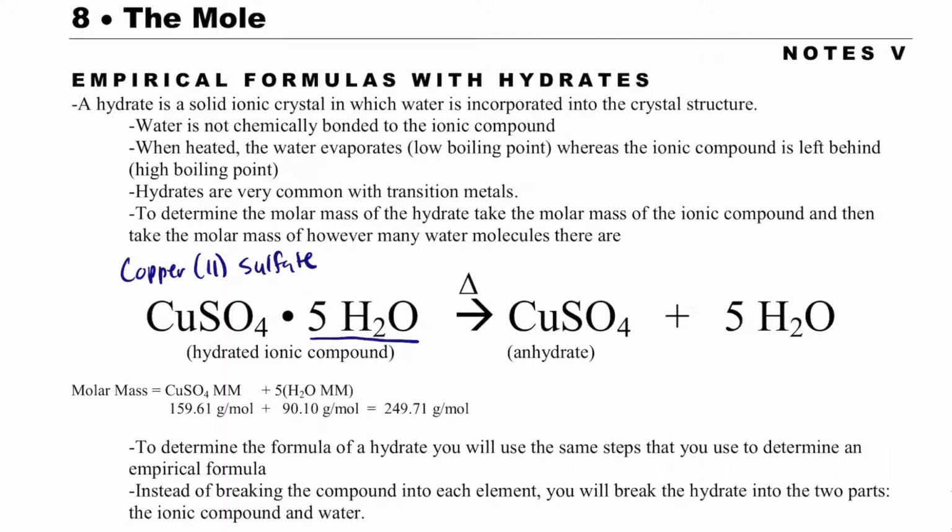And then the prefix for 5 is penta, so we call this copper 2 sulfate penta, and then water, we're just going to call hydrate. The interaction between these waters and copper sulfate is so weak that if we heat it, and remember that's what the triangle above the yield sign means, if we heat it just a little bit, maybe under a Bunsen burner, water has a boiling point of 100 degrees Celsius, so we can actually get those water molecules to evaporate away.